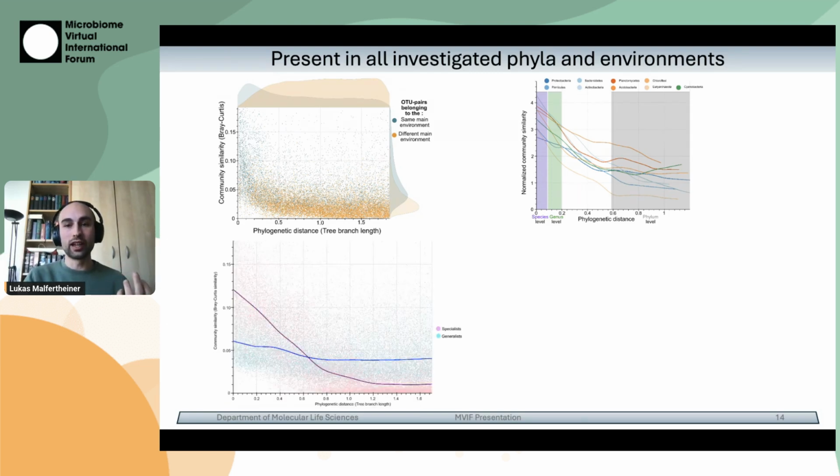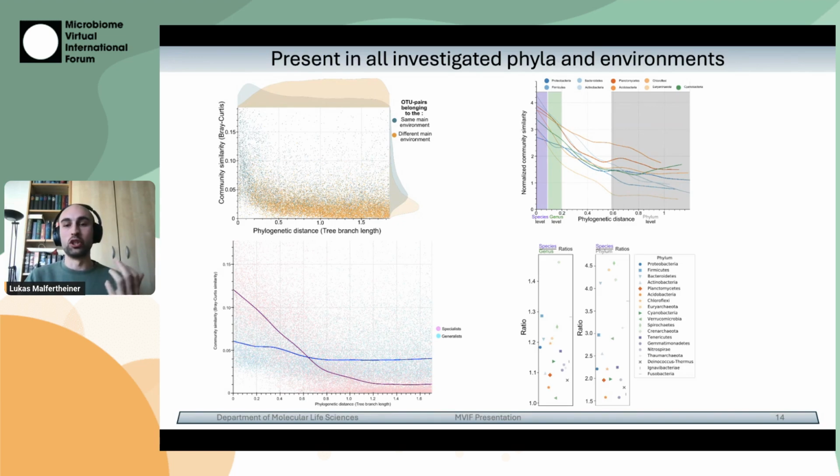And then we went ahead and showed that this shape of the trend line actually corresponds to habitat generalists and specialists. And then going back to the phyla curves again, we can show which phyla are presumably more generalist or more specialist.